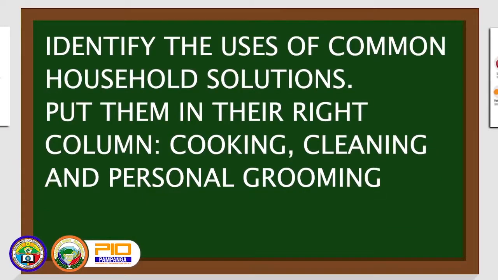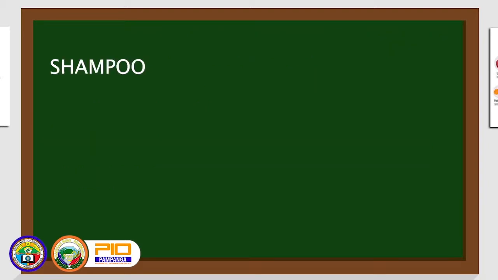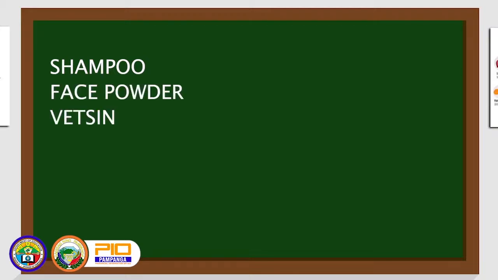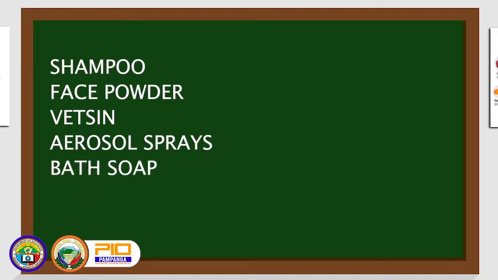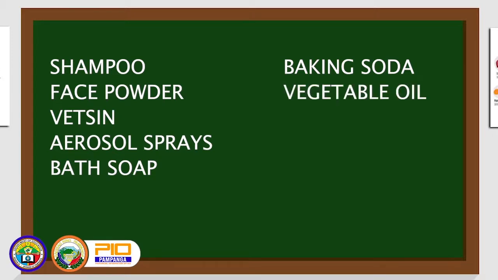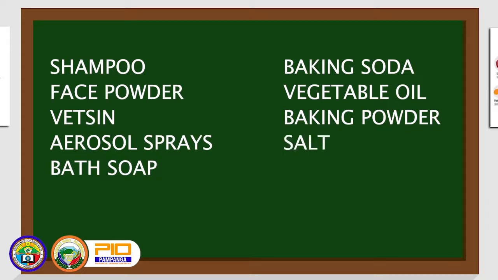Identify the uses of common household solutions. Put them in the right column. Cooking, cleaning, and personal grooming. Shampoo, face powder, Vetchin, aerosol sprays, bath soap, baking soda, vegetable oil, baking powder, salt, muriatic acid.